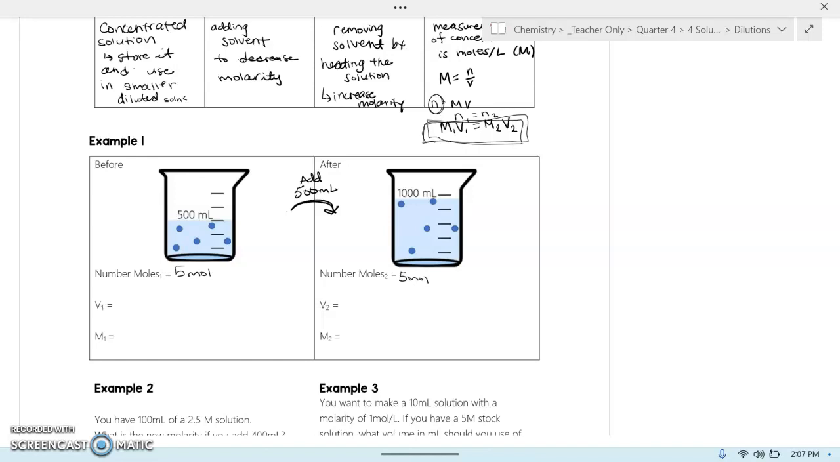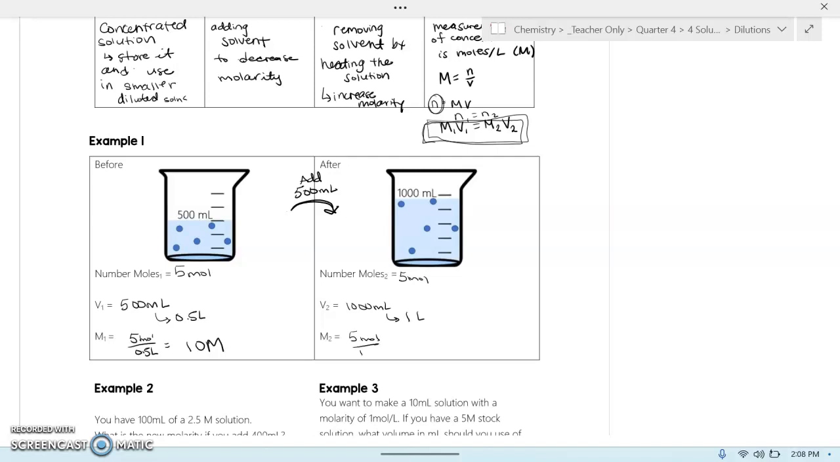And so if we take a look here, our initial volume is 500 milliliters. And our initial molarity, we're going to need this in liters, 0.5 liters. Our molarity will be 5 moles over 0.5 liters, which is 10 molar. So there's kind of like that concentrated stock solution, if you will. Then we add 500 milliliters to dilute it. Now we have 1,000 milliliters, which is 1 liter.